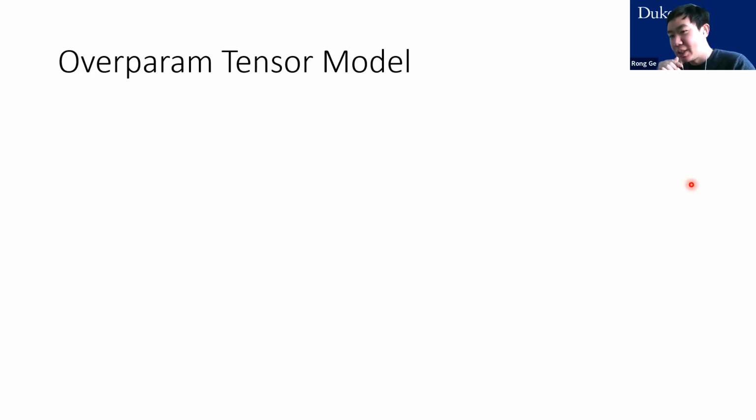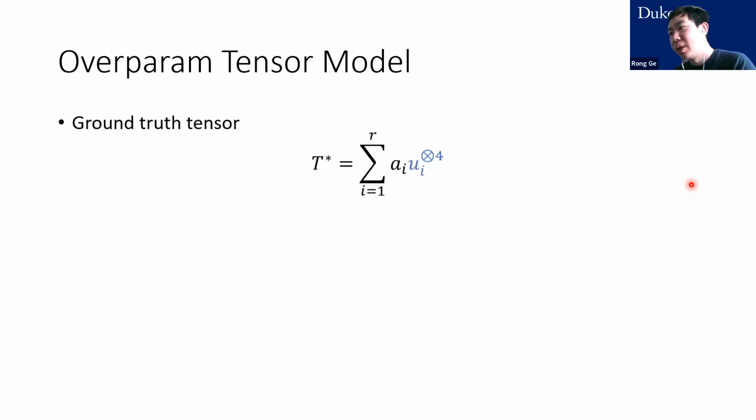You can actually decompose a two-layer neural network objective function into the sum of many different tensor decomposition objectives. So that's why we use the tensor model as a simpler alternative for the neural network model. In this model, in some sense, we are still in the teacher-student setting.